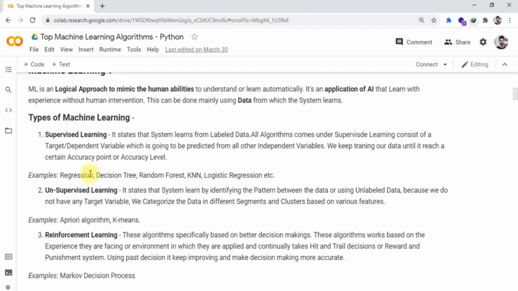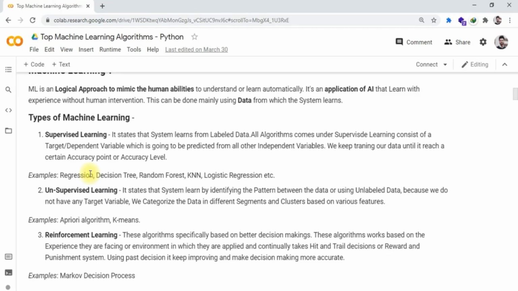So the other is unsupervised learning. This is learning in which the system learns from unlabeled data. Unlabeled data means we do not know what each column specifies. We have a lot of columns, about 100 to 200, and we have to work out what this data specifies. So we will use unsupervised learning here to just identify the patterns in the data. Patterns like we can categorize or segment the data on the basis of various features.